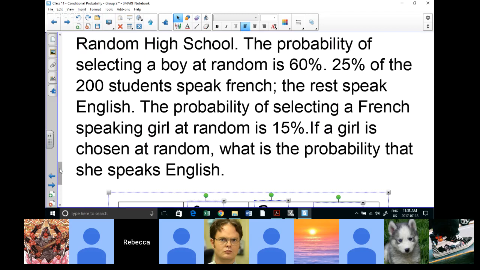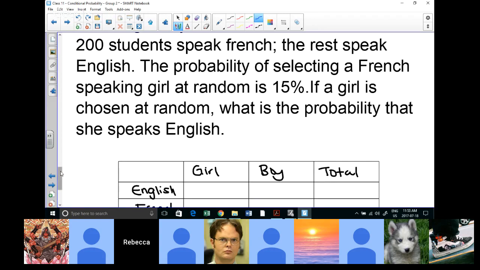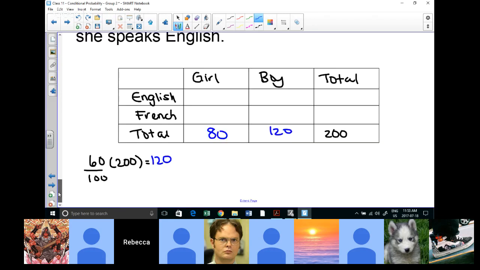So you have a boy at random is 60%, of 200. So that gives me 120 that are boys. So 120 are boys. That means I have 80 girls. 25% speak French. That means 50 speak French. So 150 speak English.